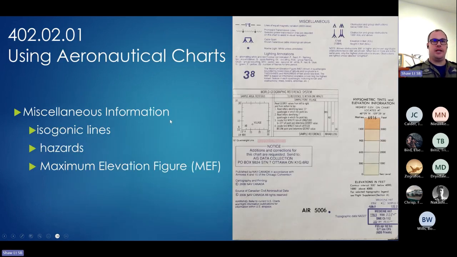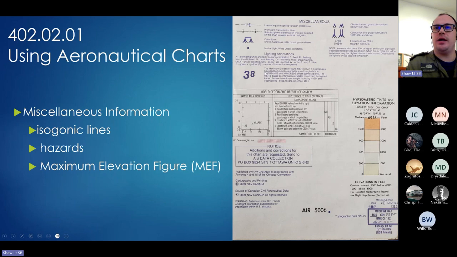So again, miscellaneous information. We have the isogonic lines, the hazards and maximum elevation figures. Again, lines of equal magnetic variation, isogonic. If it said 0, that's an agonic line. We have transmission lines, so power lines. We got a cable span over top of the river, marine lights. Got obstructions, so sometimes those are like smokestacks or whatever. Elevation in feet, ASL, sometimes called a spot height. You can see it says 1749 or 1064, so it's known as spot height.